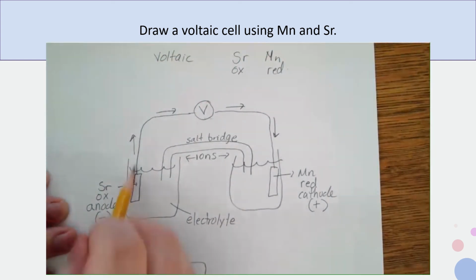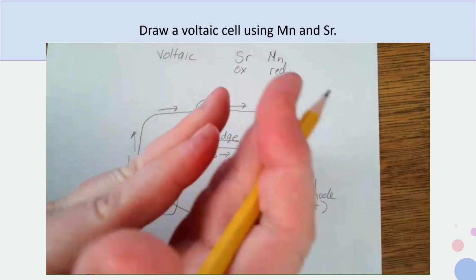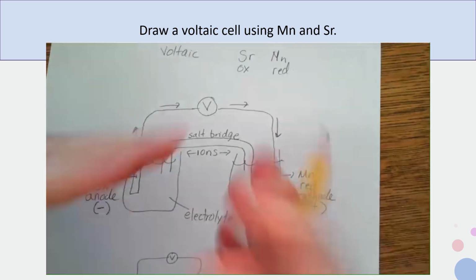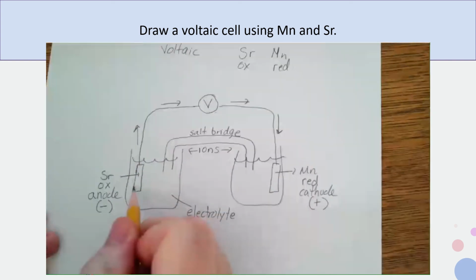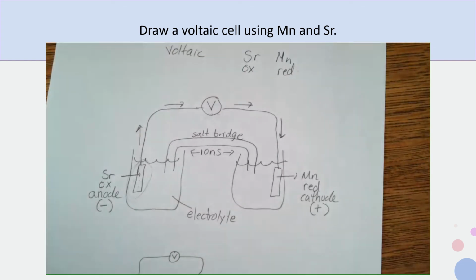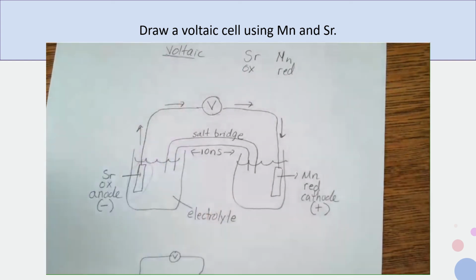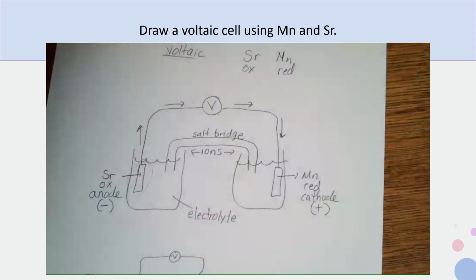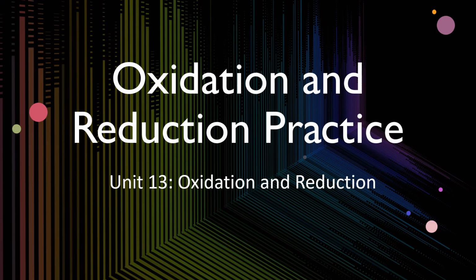Okay. As the electrons are flowing this way, this piece of metal gets smaller and smaller and smaller. And this piece of metal gets bigger and bigger and bigger. So then when this piece of metal runs out, this battery no longer works. Okay, so that is an electrochemical cell called a voltaic cell. And that was some redox, some oxidation and reduction practice. I hope that helped a little bit.